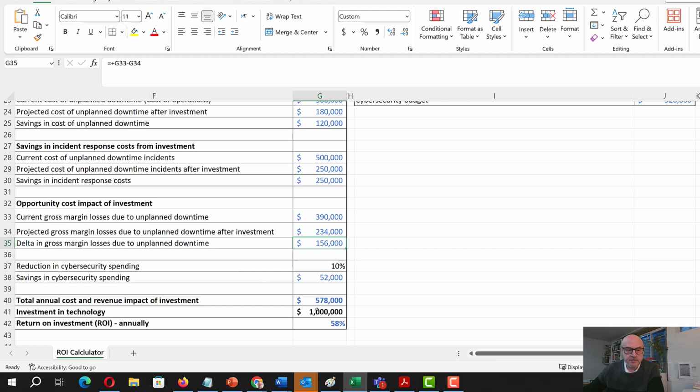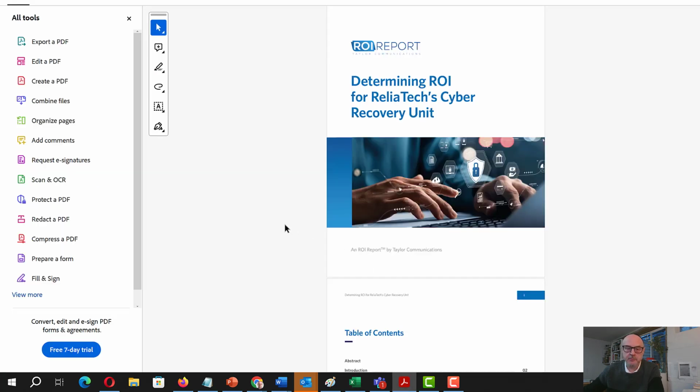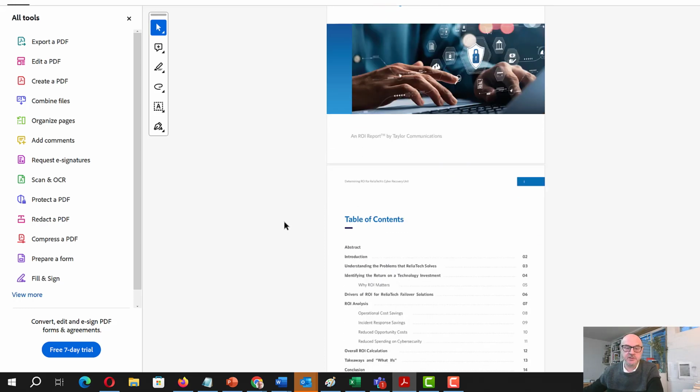The total impact of the investment in the technology for this company is $578,000 a year. Using a hypothetical investment of $1 million in the technology solution, the ROI is 58%. That's how the ROI calculator works. But the way it's designed is that you can type in the numbers that your prospect has. So let's say your prospect is only working 40 hours a week.